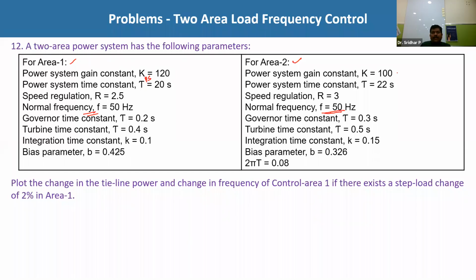So the biasing parameter is 0.425, this is 0.326, so this is the B2 value and this is the B1 value, and 2 pi T12 is equal to 0.08. Here plot the change in the tie line power and the change in the frequency of control area 1 if there exists a step load change of 2% in area 1.